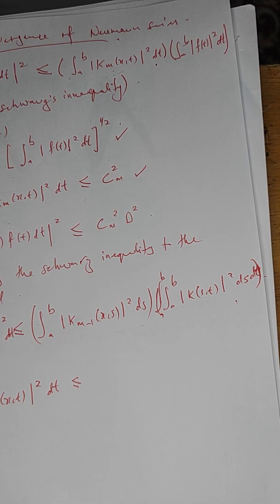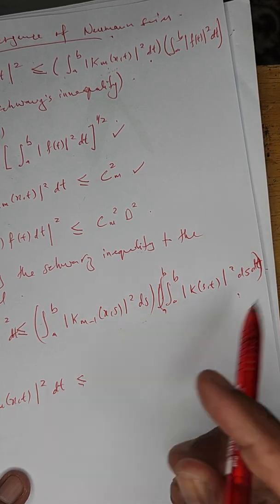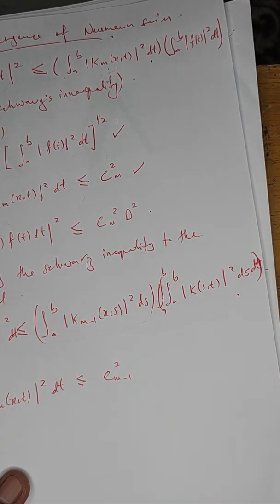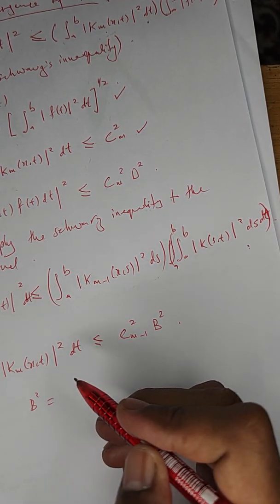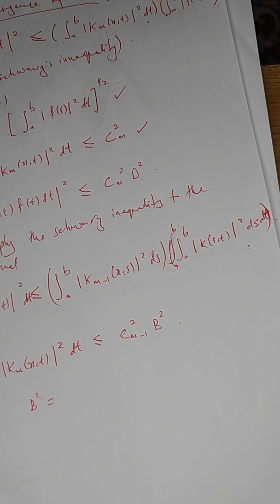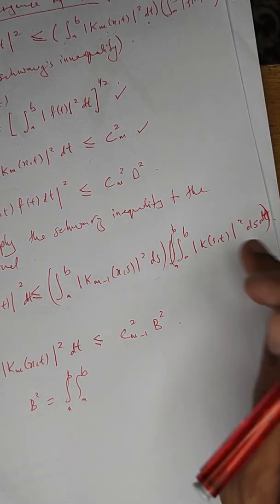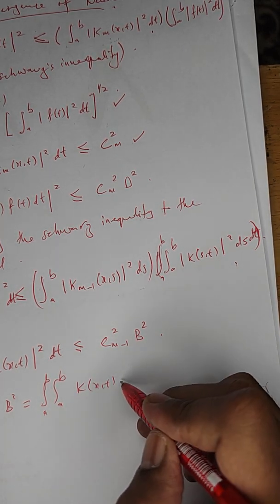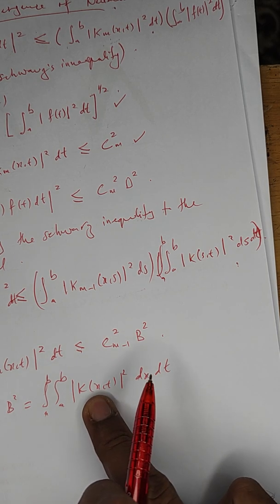I think from the previous definition we have b, let me look for that. Okay, so we have c_{m-1} squared, and for that we can define those as b squared, where b squared is equal to the double integration from a to b of k(x,t) squared dx dt. If you just change x to s, we have ds dt.